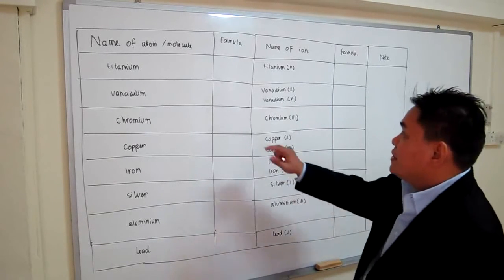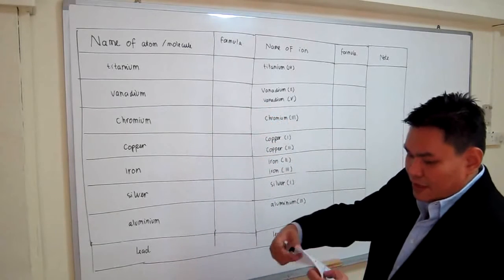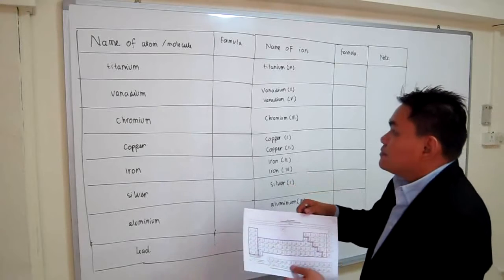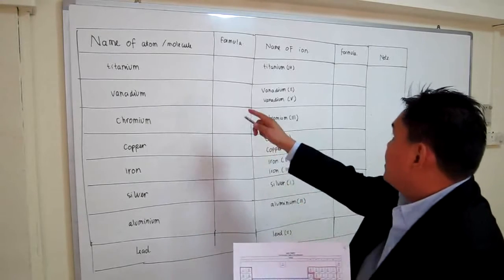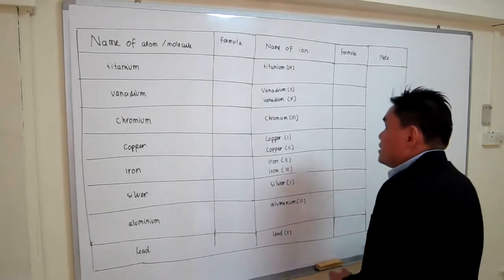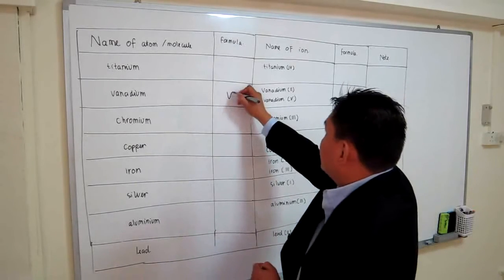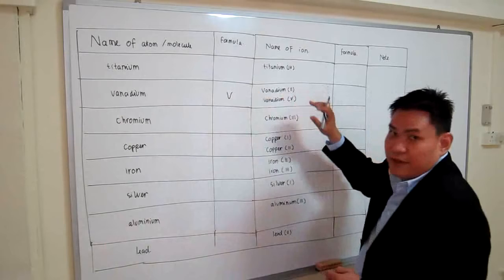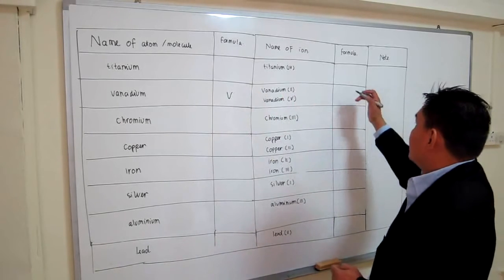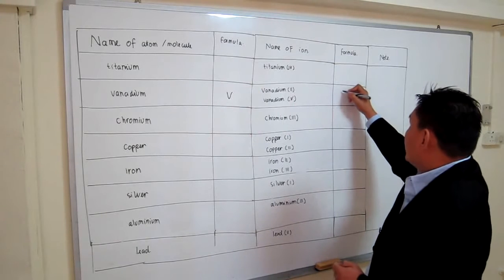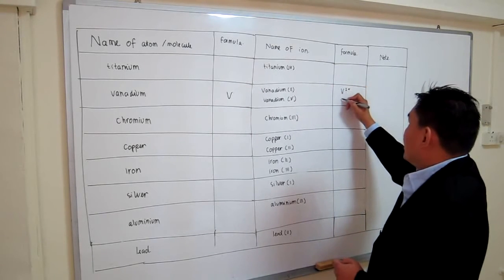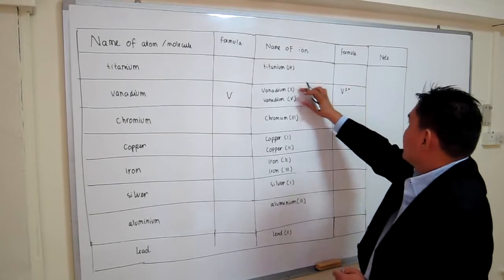I can give an example here, like vanadium. You find it on period 4, vanadium there. And the symbol for vanadium is of course V. And vanadium has a lot of ions. In this case, I give the example vanadium 2 and vanadium 5.